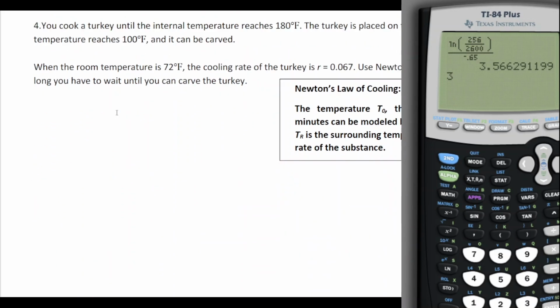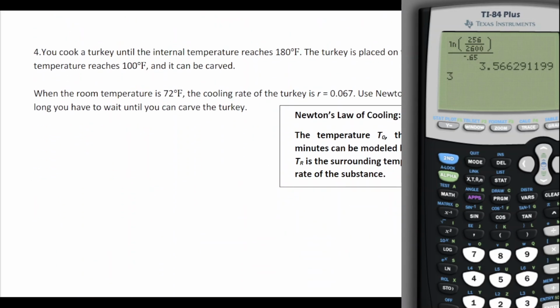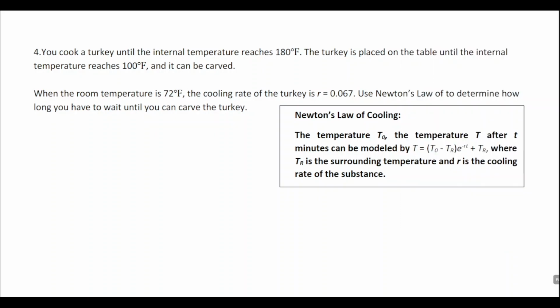Okay, number 4. This is a problem similar to one that we had in the notes. So this is not a formula you need to memorize or anything, just so you know. This law of cooling, it's just a convenient formula for what we're doing here, which is learning how to use logarithms to solve these equations. So first I'll just go ahead and retype Newton's law of cooling so that I can have it to copy and paste. So basically what we're doing here is we want to know how long it takes for a turkey that we have carved to be cool enough for us to actually carve it.